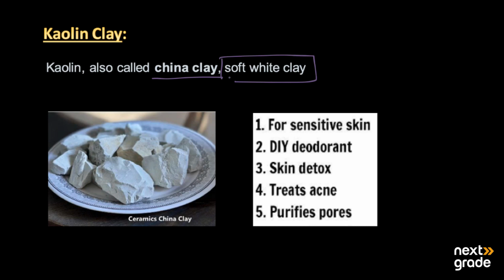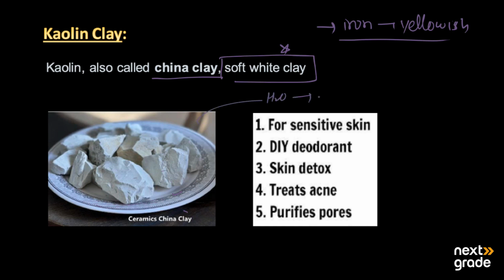The ordinary clay that we have contains the compound of iron or other metals and it is yellowish in color. But on the other hand, the kaolin clay is the soft white clay. Here we have this ceramics China clay, and many ceramics are prepared from this clay. When we add water to it, it starts to soften. But when the water is removed, it hardens and changes into some specific ceramics. So this is the main use of the China clay.